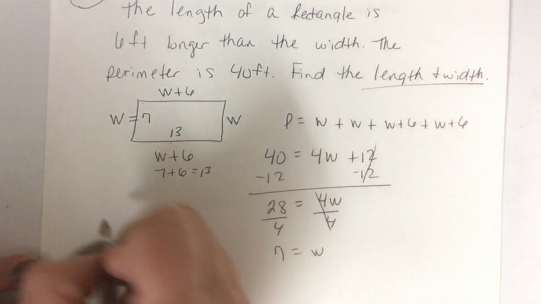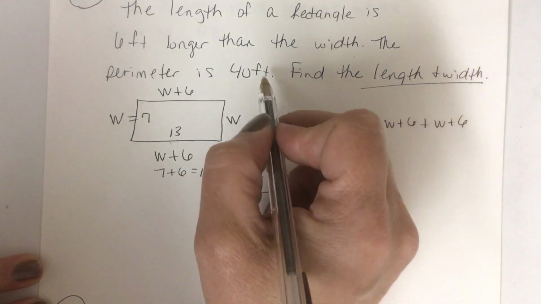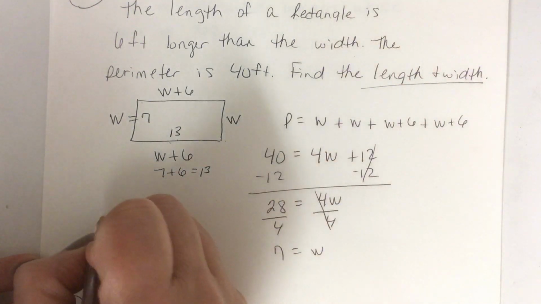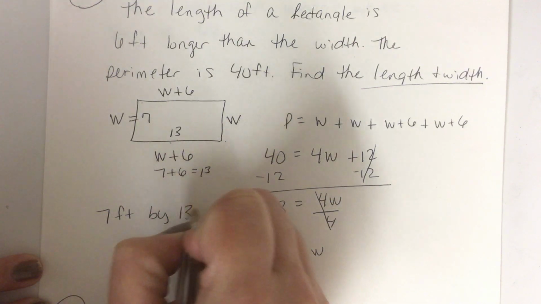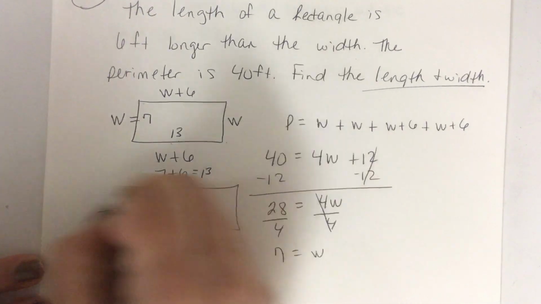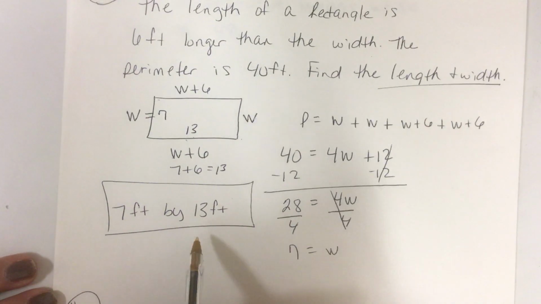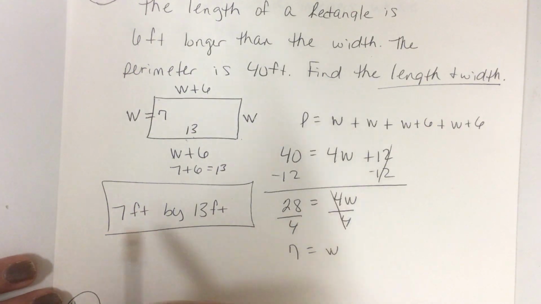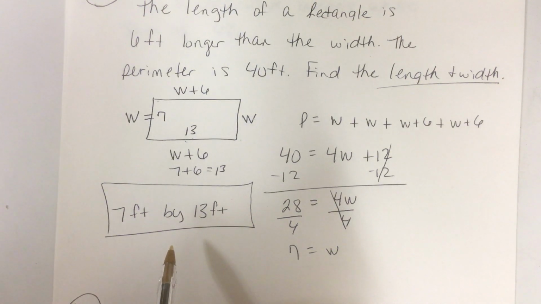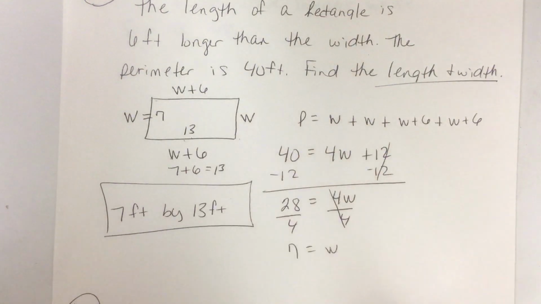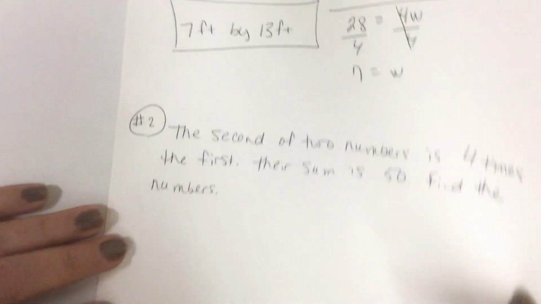So it says find the length and width, and I need to say the unit, and it said feet, so you need to say 7 feet, and you can say by 13 feet, or you can say and 13 feet, and this is what you're going to type into your text box on Google Slides, on the assignment on Schoology, okay? This is example number 1 on Schoology.